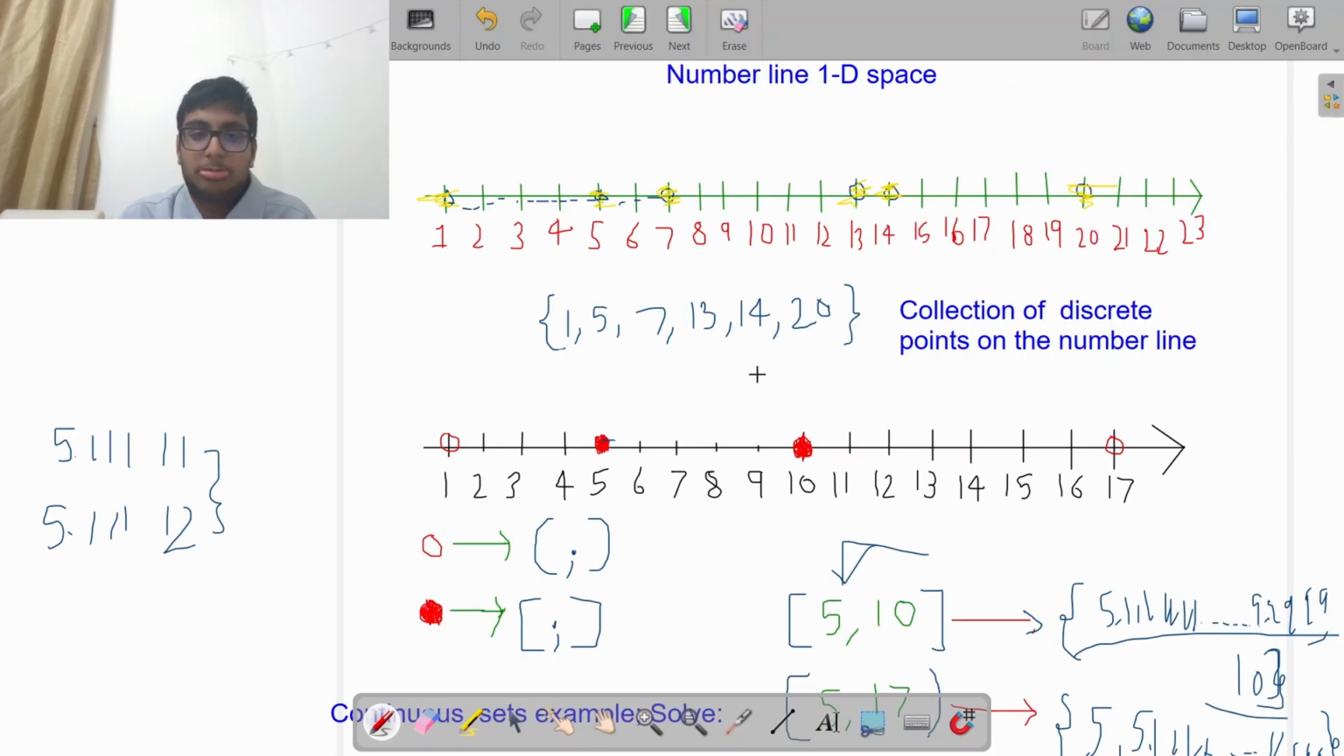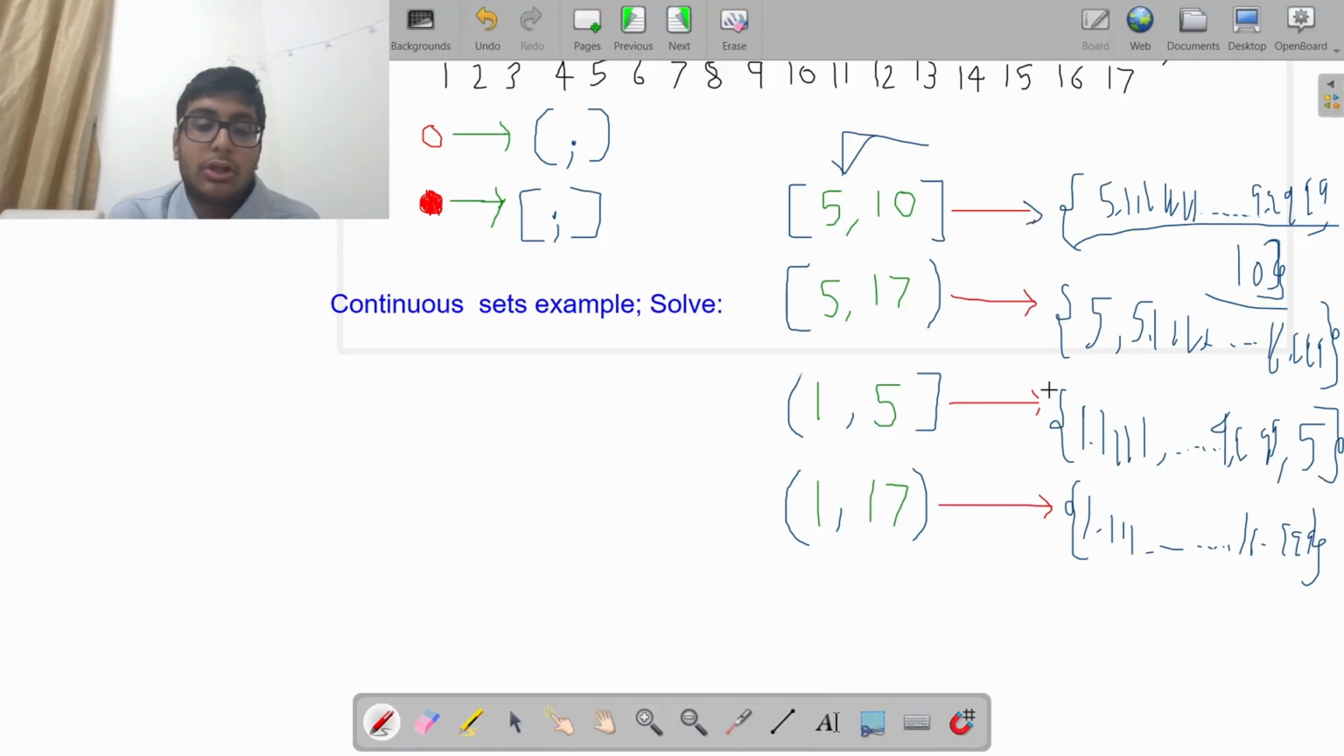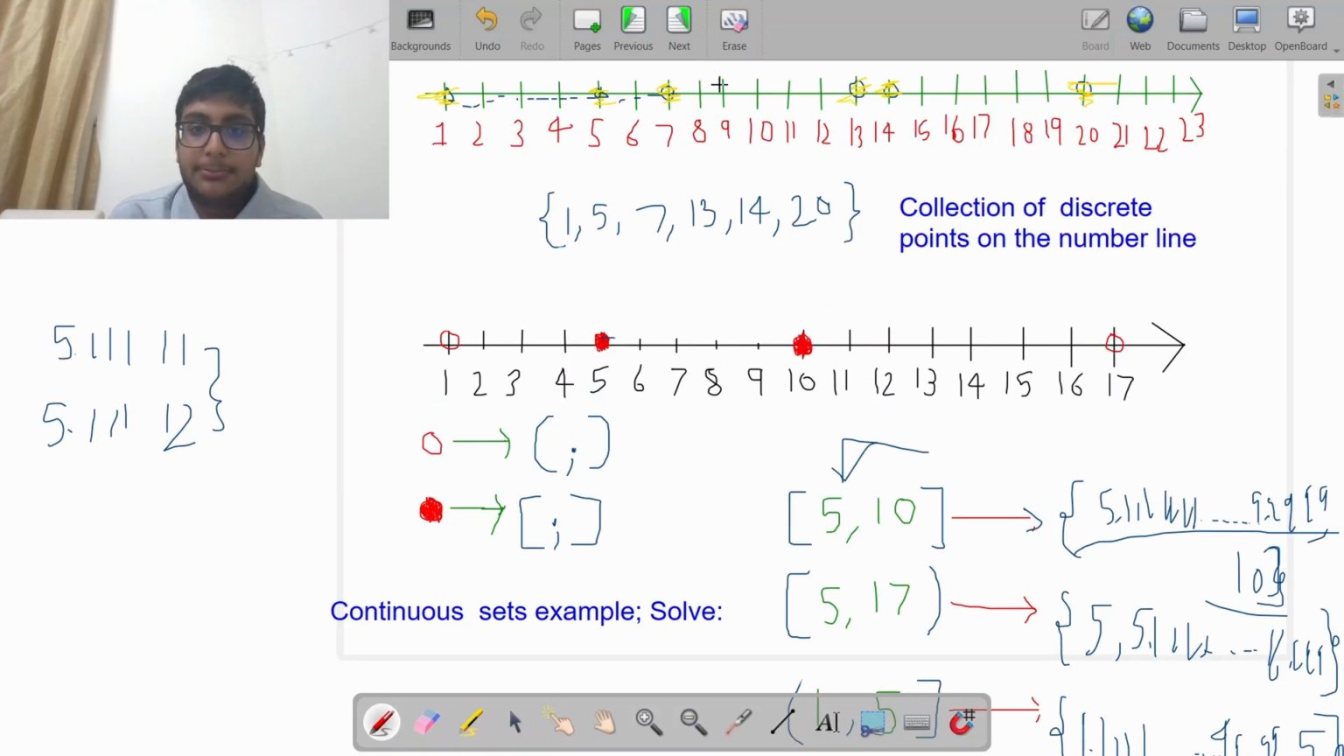In discrete, they are like a random bunch of points and they're not in a continuous chain. While over here, we are considering a continuous chain of real numbers, but the only problem is that because of these curly brackets and square brackets, we have this difference between not including and including the endpoints itself. And I've shown you this example over here, so I hope it's easy for you to understand.